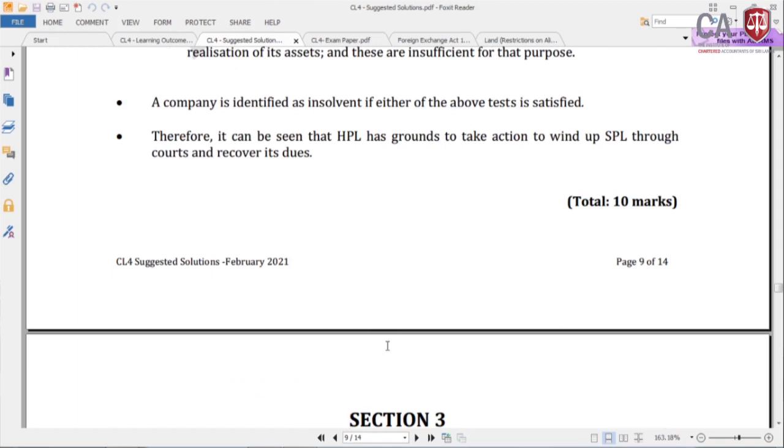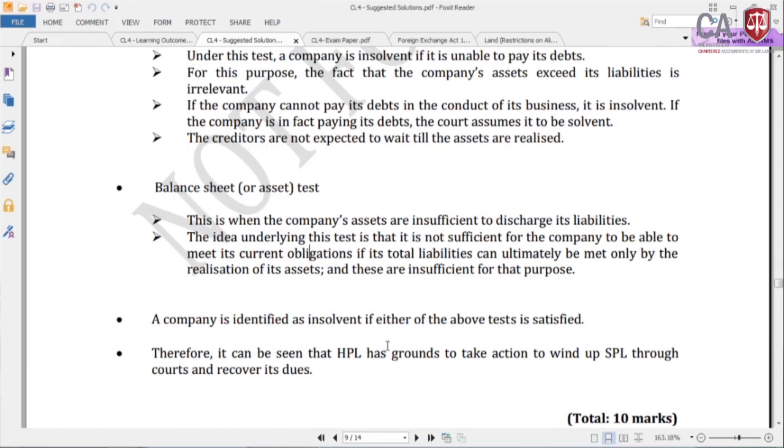Under the balance sheet test or the assets test, we say, as per the accounts of the company, that this is when the company's assets are insufficient to discharge its liabilities. The idea underlying this test is that it is not sufficient for the company to be able to meet its current obligations, as its total liabilities can ultimately be met only by the realization of its assets, and these are insufficient for that purpose. A company is identified as insolvent if either of the above tests is satisfied.